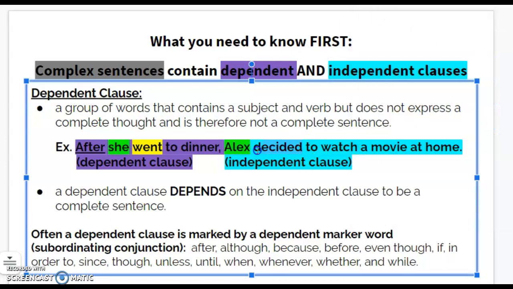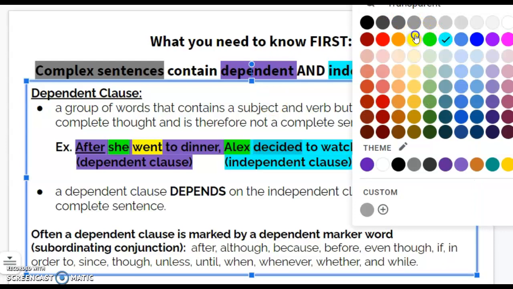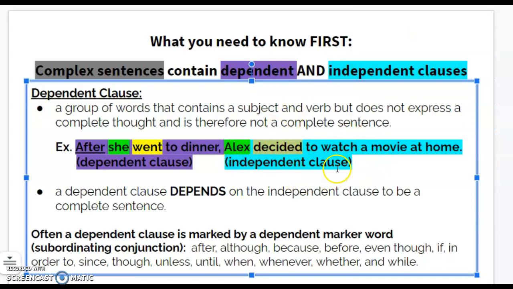Alex decided to watch a movie at home. Again, remember your independent clause is a complete sentence. If I look at what's in blue, Alex decided to watch the movie at home, that's an independent clause. It functions by itself. It's independent. It don't need no man. It's good by itself. Your dependent clause is dependent upon the independent clause to function as a complete idea. After she went to dinner is not an independent clause, not a complete thought, so it's depending on the independent clause to make it cohesive. It depends on that independent clause.